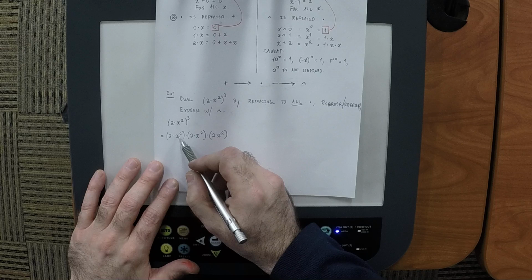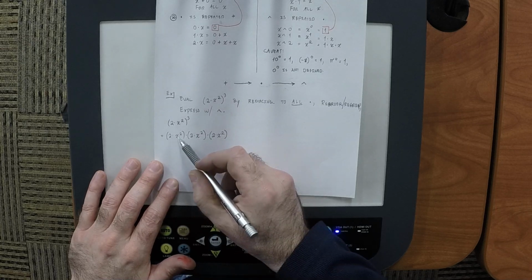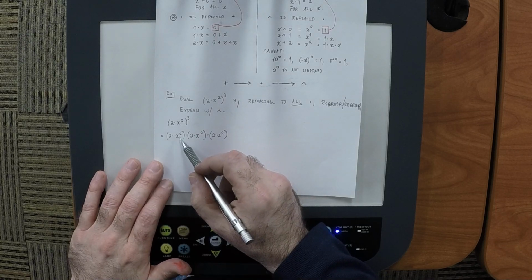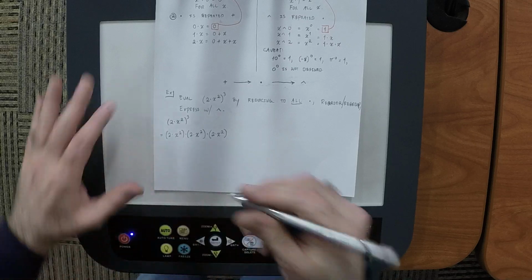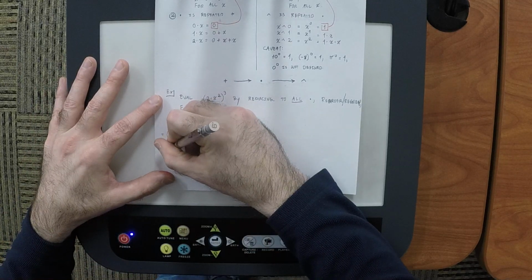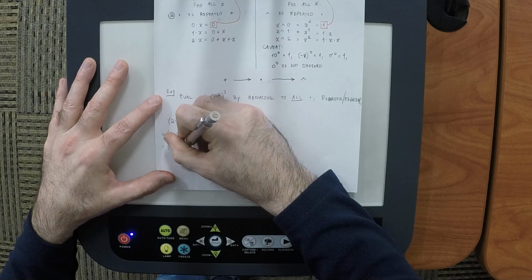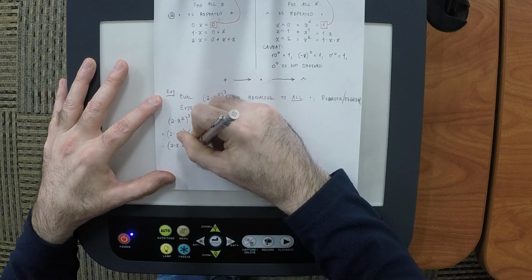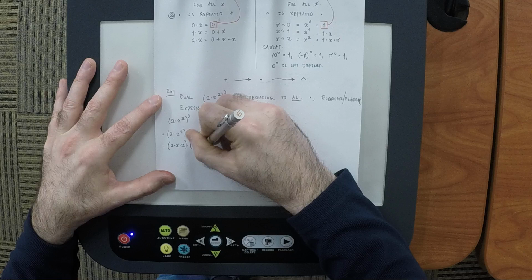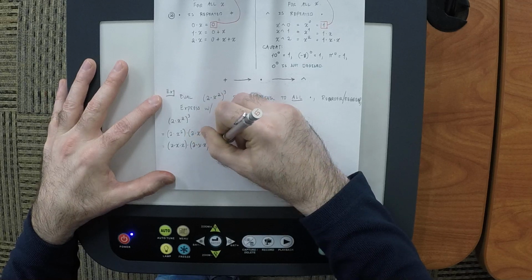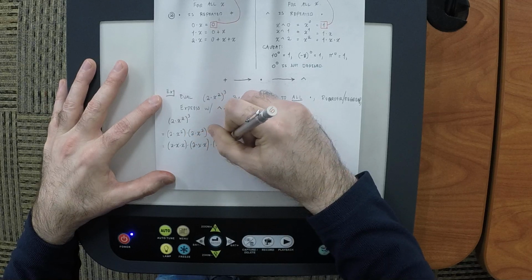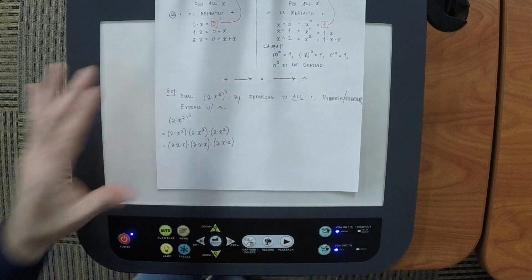So now there's a caret, there's a caret, there's a caret, and then to get rid of this caret, x times x, right? All right. So 2 multiply x, and then 2 multiply x, and then 2 multiply x. All right.